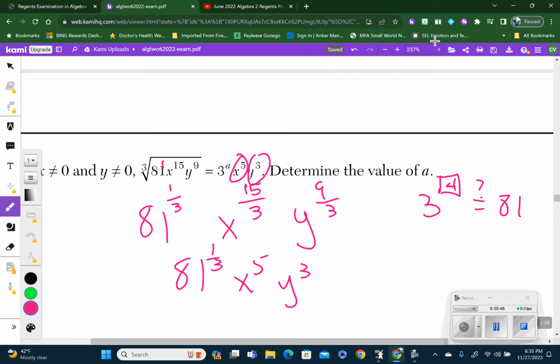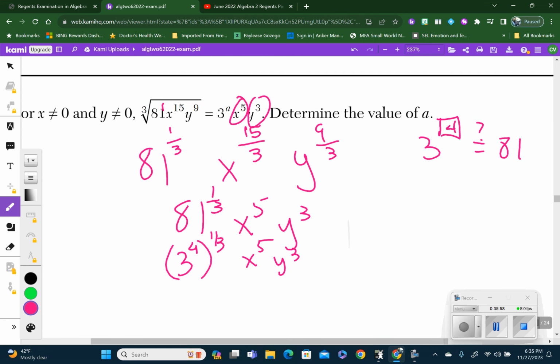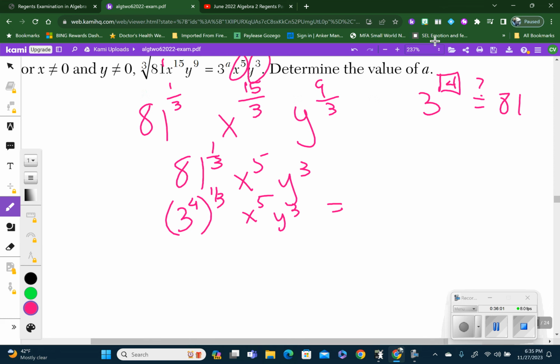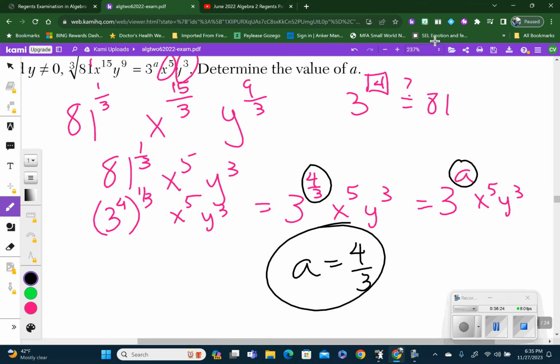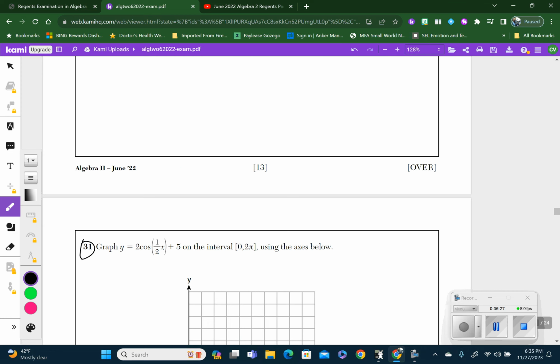Okay. Then it says, so this right here, this 81, I can substitute in 3 to the fourth power. And this whole thing is raised to the 1/3 power, x to the fifth, y to the third, right? So when I have a power to a power, I multiply that, remember? So there's going to be 3 to the 4/3, x to the fifth, y to the third. So they said this is equal to 3 to the a, and then x to the fifth, y to the third. So what's my exponent here, right? My exponent here is 4/3. That means that a equals 4/3. Okay. So that is question number 30.